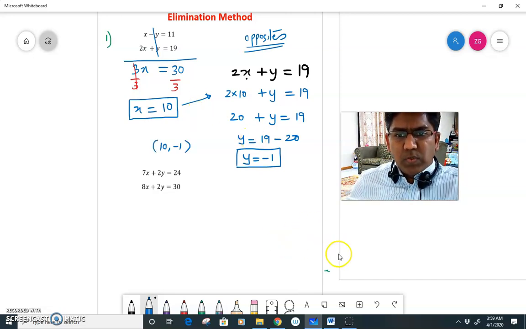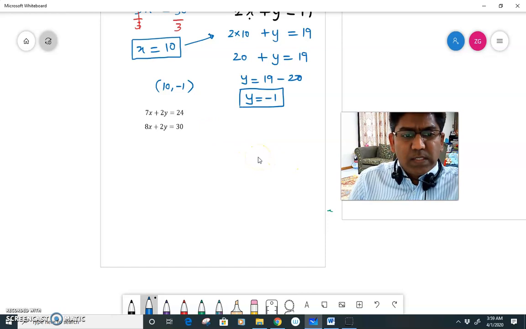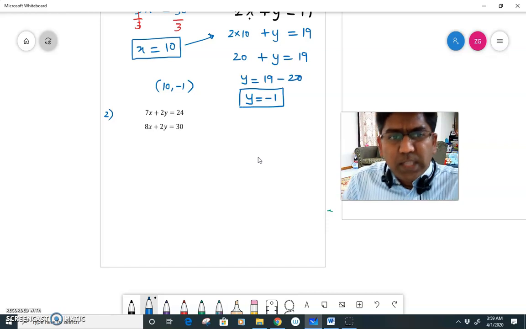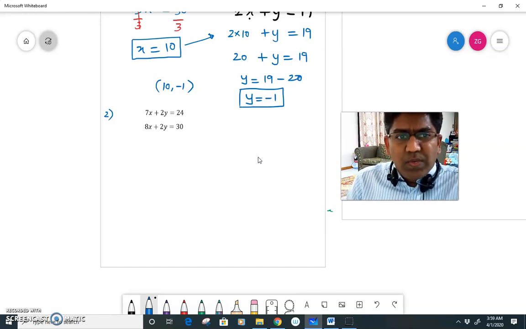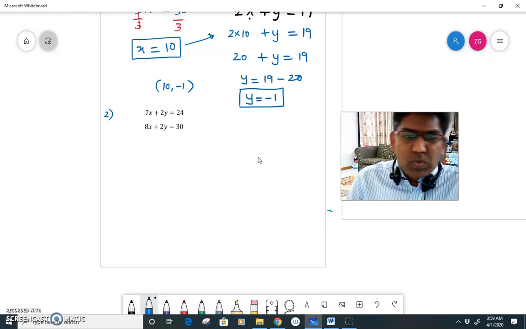Let's look at example 2. Now in example 2, if you look at the coefficient of x, the coefficients are 7 and 8, which is not the same. If you look at the coefficient of y, it is 2 and 2. The coefficient is the same, but they are not opposites. So even if I add, 2y plus 2y will come down as 4y. It's not getting eliminated. So I need to have opposite signs. So in one of the two equations I need to have -2.